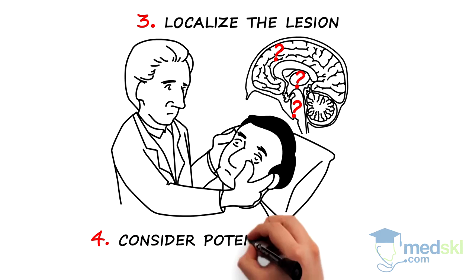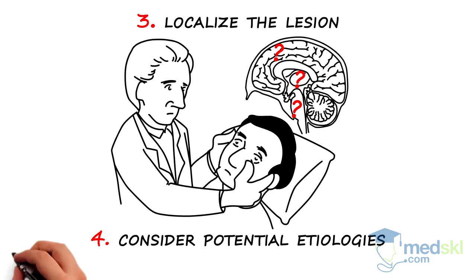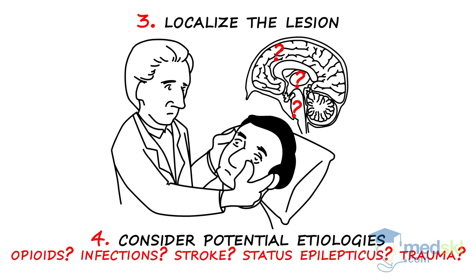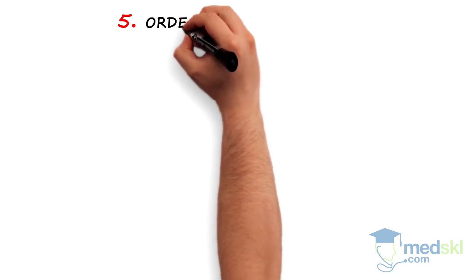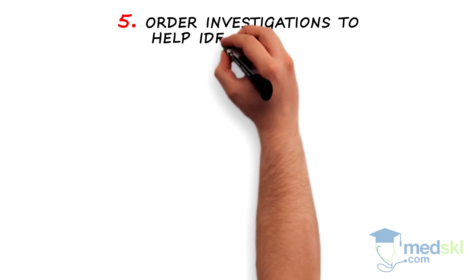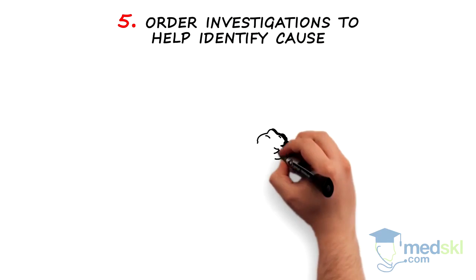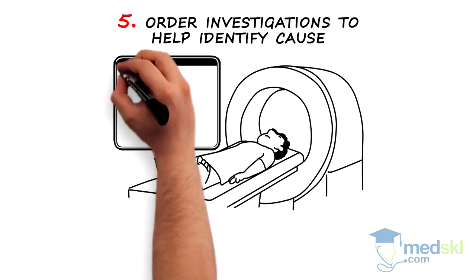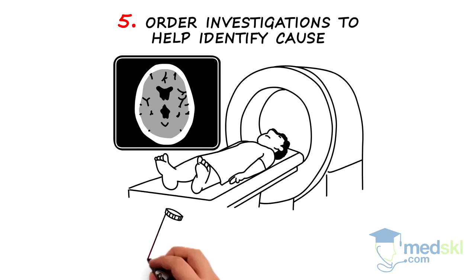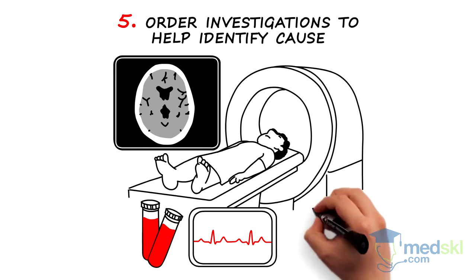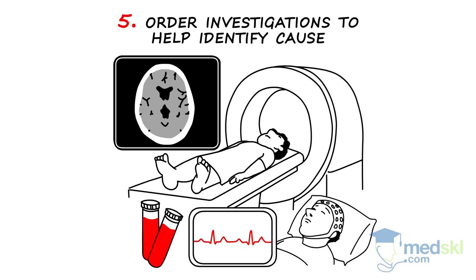4. Consider the potential etiologies based on your localization. 5. Order investigations to help you identify the cause of the coma. Obtain a CT scan of the brain as soon as possible. Blood work, ECG, and EEG may also be helpful.